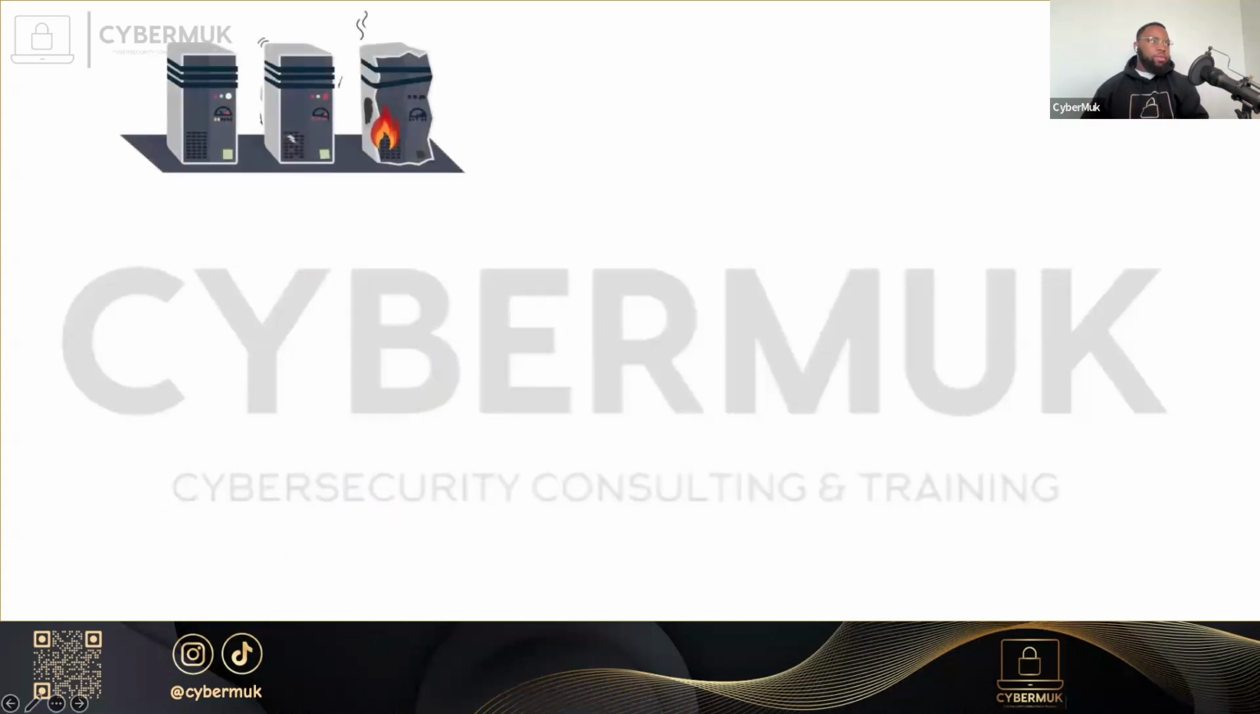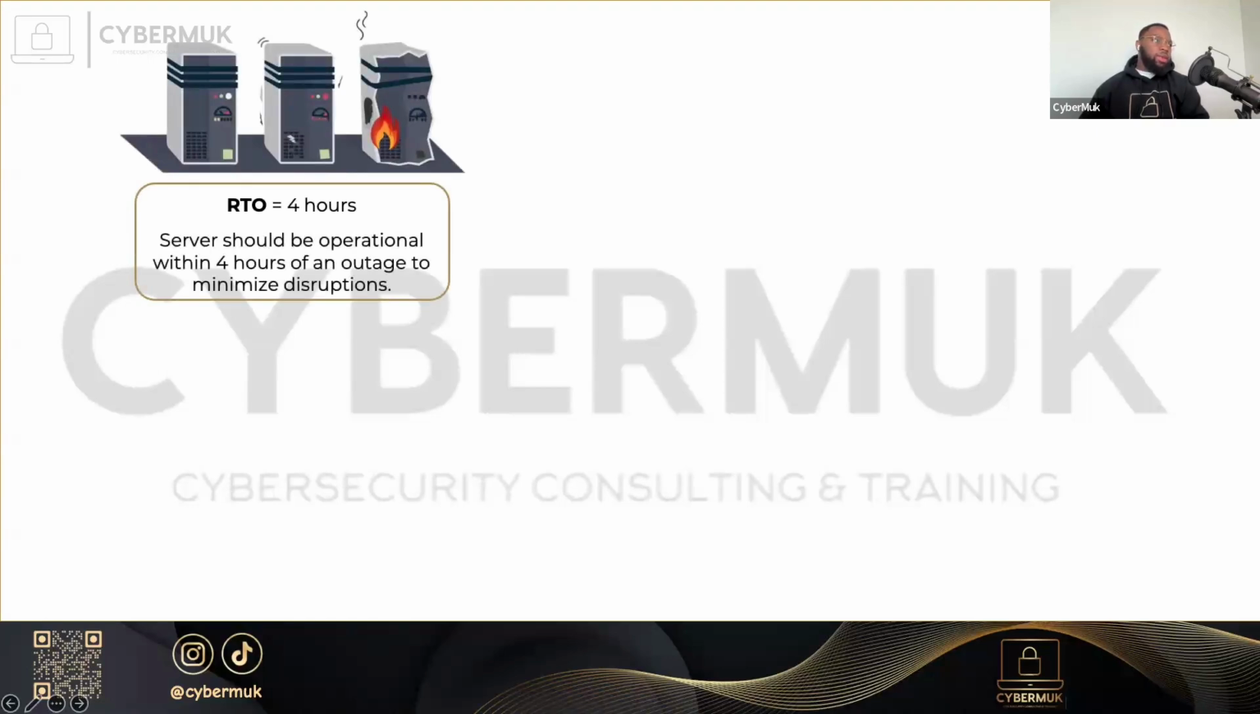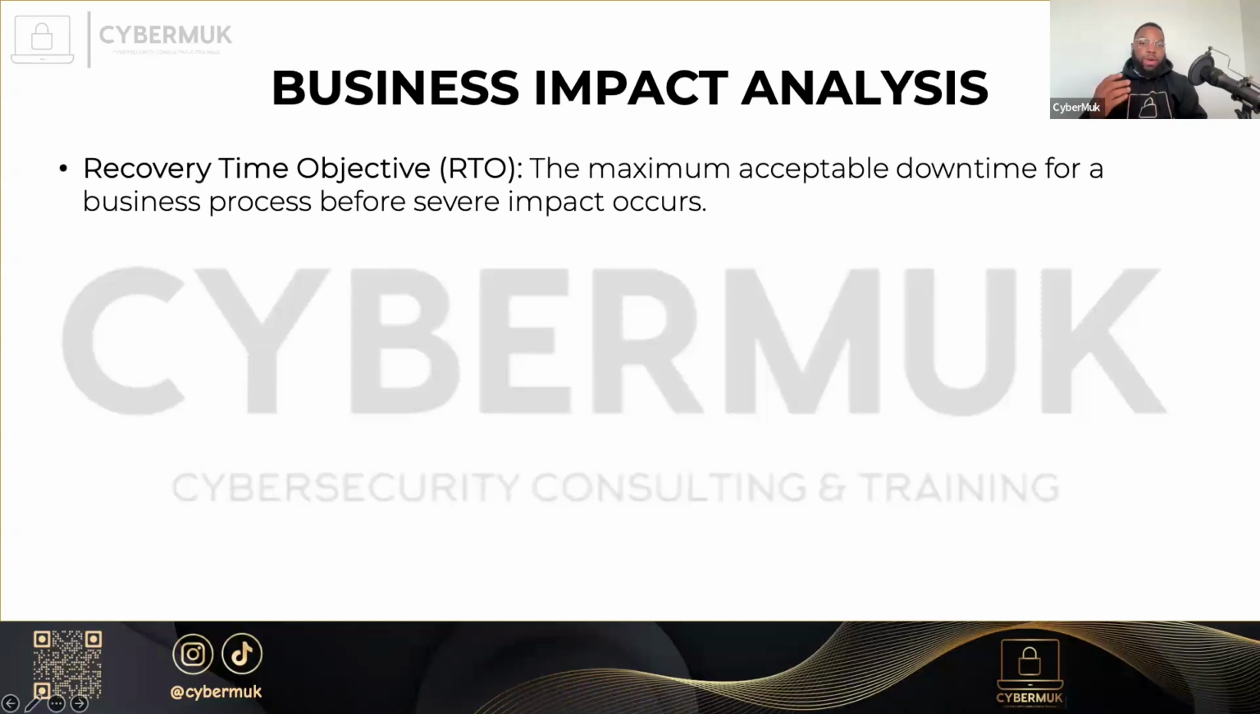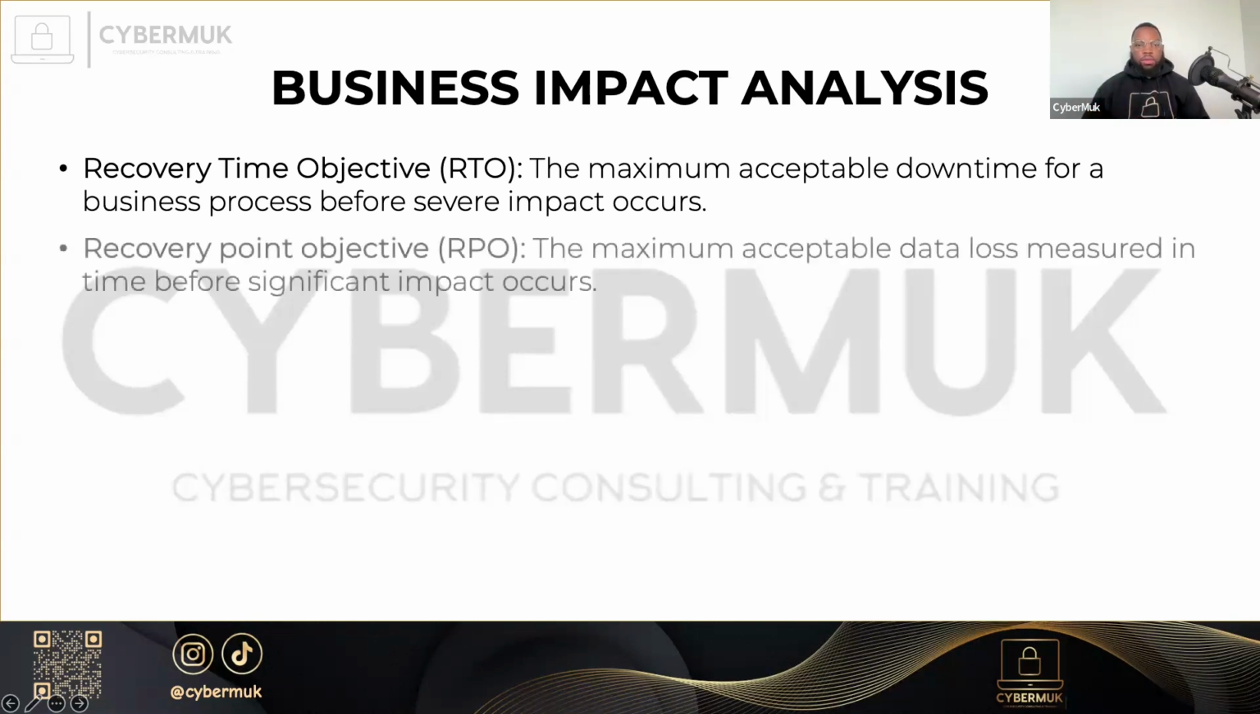So for example, if the recovery time objective is 4 hours, what does that mean? That means that the server should be operational within 4 hours of an outage to minimize disruptions. So recovery time objective, 4 hours. In a server example, that means the server should be operational within 4 hours of an outage. That's a maximum acceptable downtime before severe impact occurs. So you, as an organization, if your RTO is 4 hours, you shouldn't exceed those 4 hours.